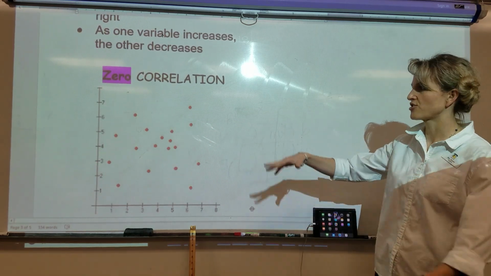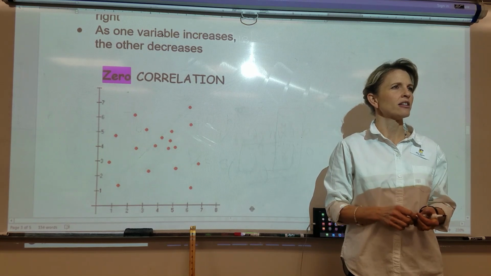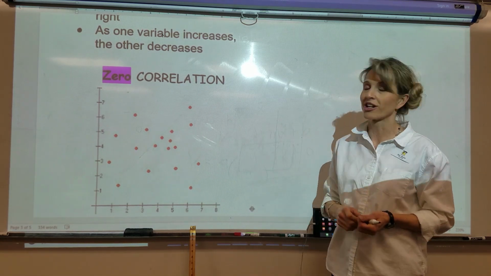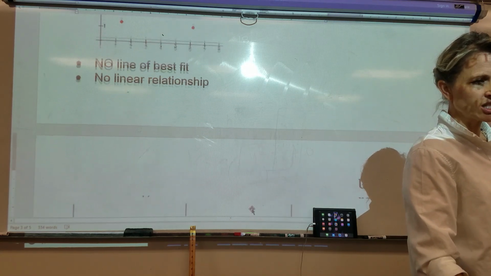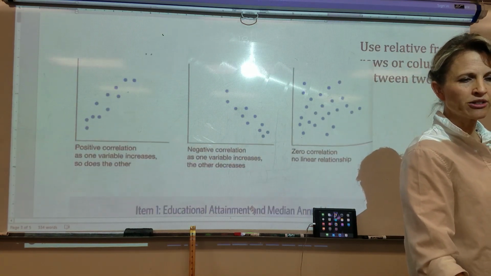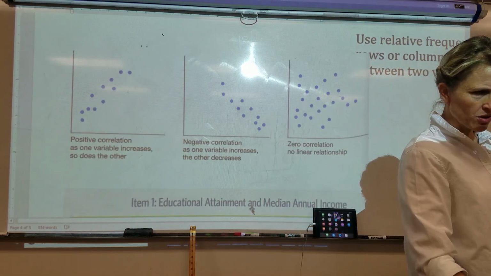What if the dots are scattered randomly? There isn't really a correlation, is there? So we call that zero correlation. What is it called? Get ready? Zero correlation. Good. So there's no line, no linear relationship. Okay, so there's your 3 choices.